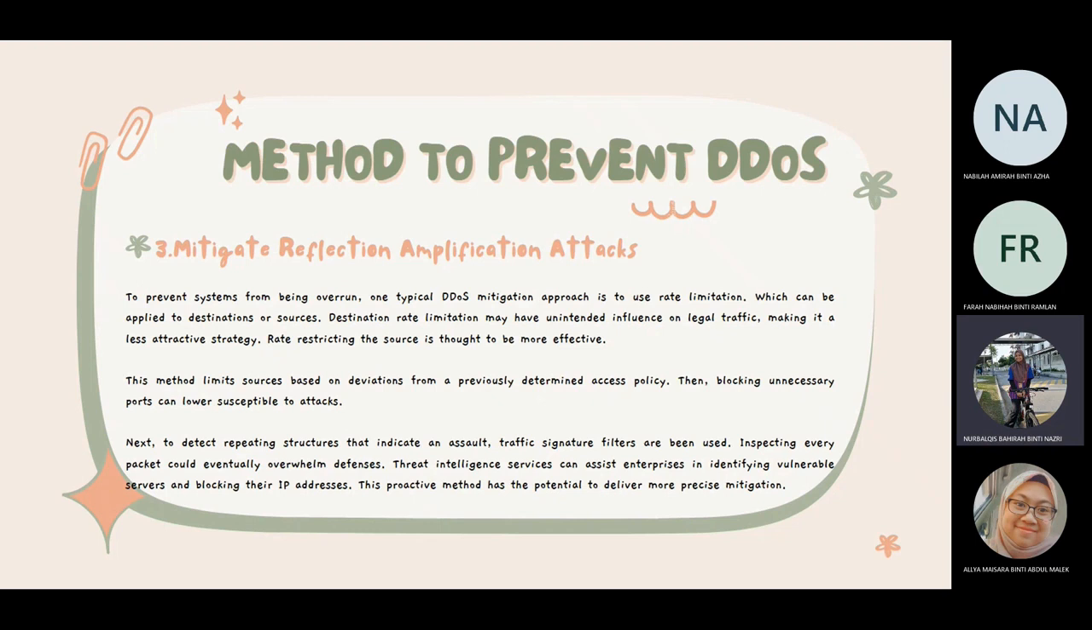Then, blocking unnecessary ports can lower susceptibility to attacks. Next, to detect repeating structures that indicate an assault, traffic signature filters are being used. Inspecting every packet could eventually overwhelm defenses. A threat intelligence service can assist enterprises in identifying vulnerable servers and blocking their IP addresses. This proactive method has the potential to deliver more precise mitigation.